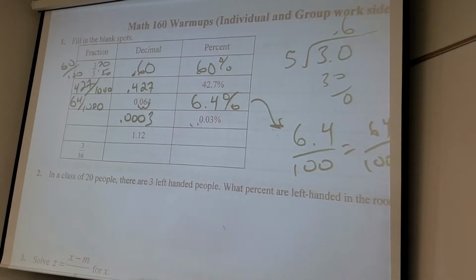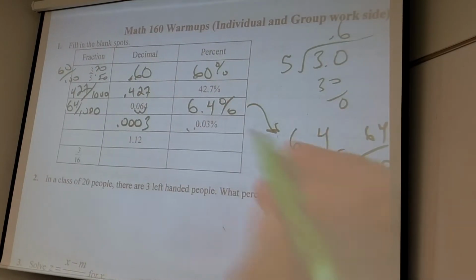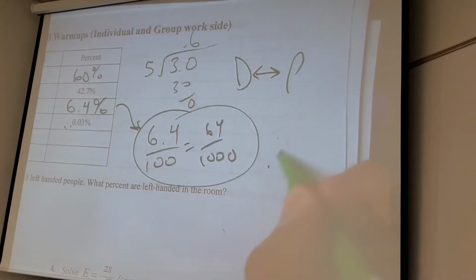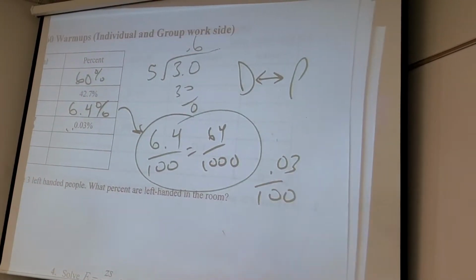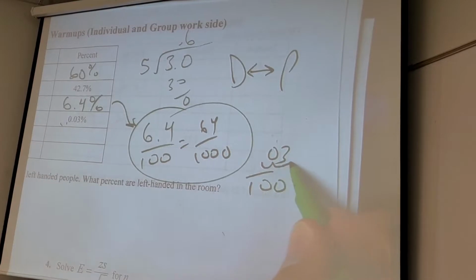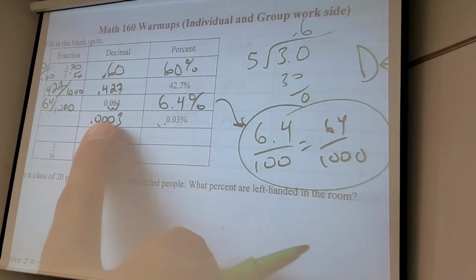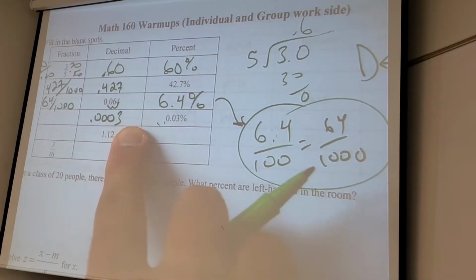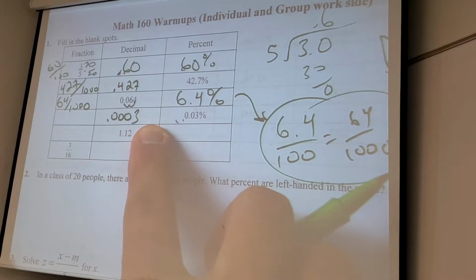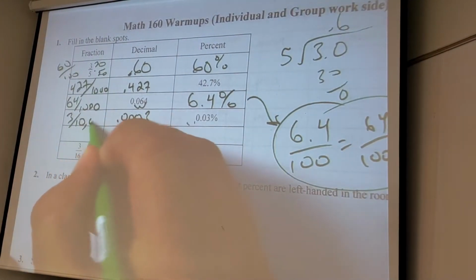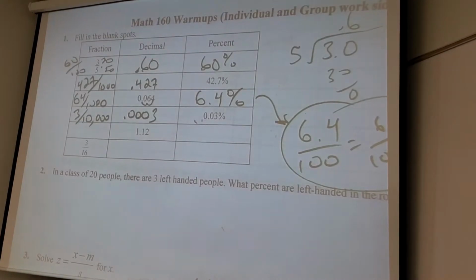And again, if you did the little thing we did a second ago, if you put 0.03 over 100, once, twice, that's 3 over 10,000. And how does that match with this? Well, this is tenths, hundredths, thousandths, ten-thousandths. 3 ten-thousandths.